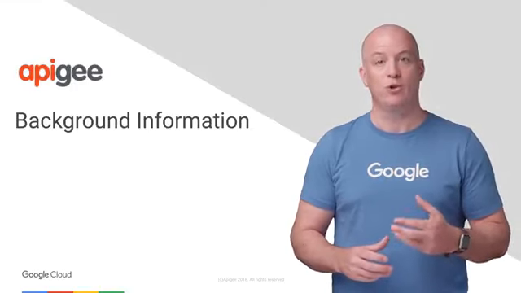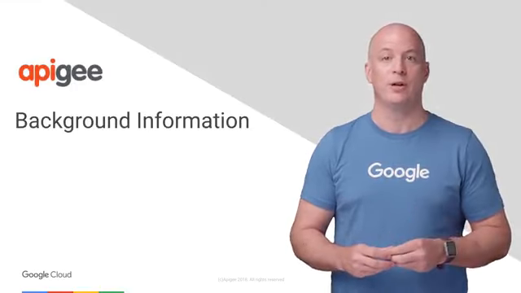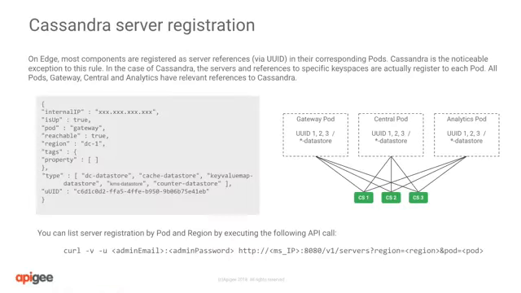In this refresher, we'll talk about the Cassandra server registration and node configuration. With Apigee Edge, most components are registered as server references, UUIDs, inside their corresponding pods. Cassandra is the exception to this rule. All servers, along with references to specific key spaces, are actually registered to each pod. Gateway, Central, and Analytics pods all contain references to Cassandra.